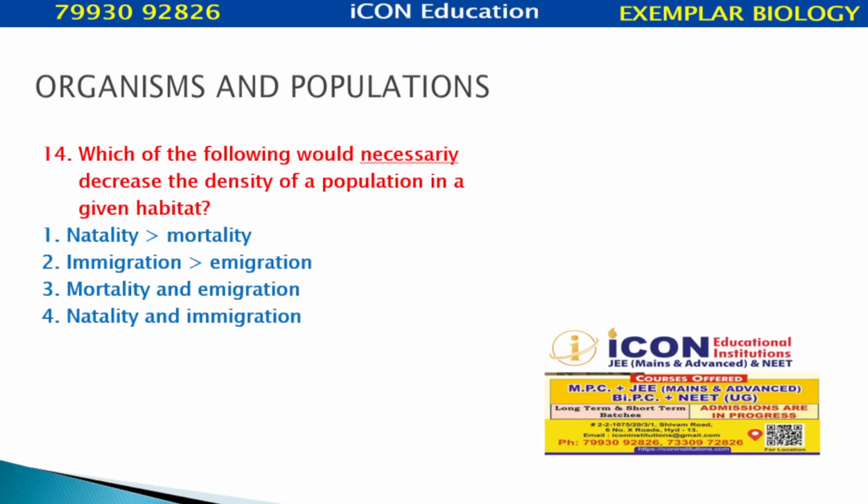Which of the following would necessarily decrease the density of a population in a given habitat? Options given: natality is more than mortality, immigration more than emigration, mortality and emigration, natality and immigration. So, necessarily decrease, they are asking. Mortality and emigration is going to be the reason.